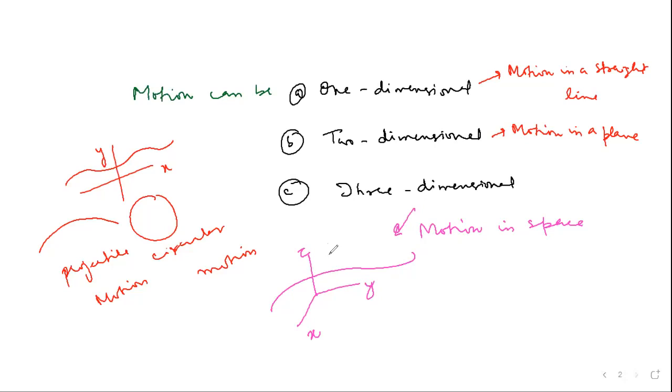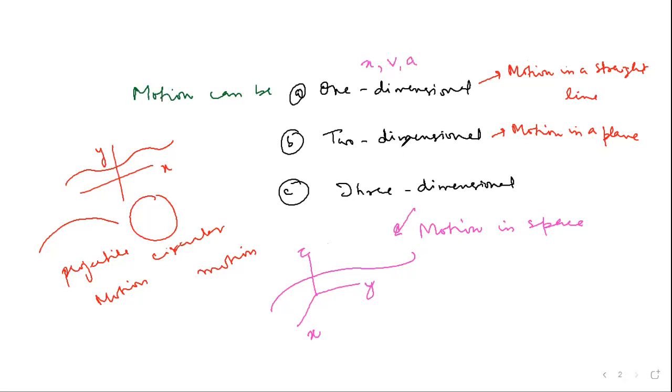So motion in a straight line is the simplest one, right? Now in motion in a straight line, we have position, for example, x, then we have velocity, then we have acceleration.